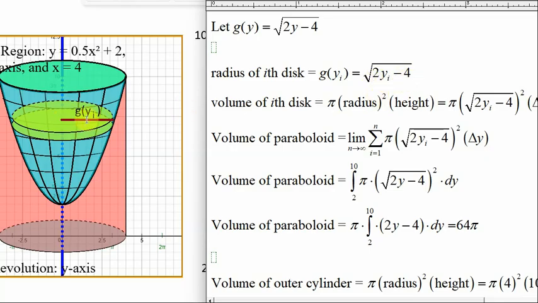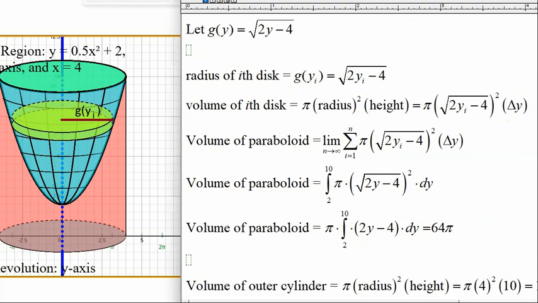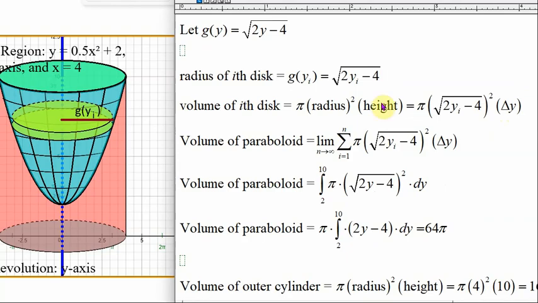So the volume of this ith disk would be pi times the radius squared times the height, which is pi times the square root of 2y sub i minus 4 squared. And then recall that the thickness, the height of the disk in this case, is the thickness of this disk, which is delta y.